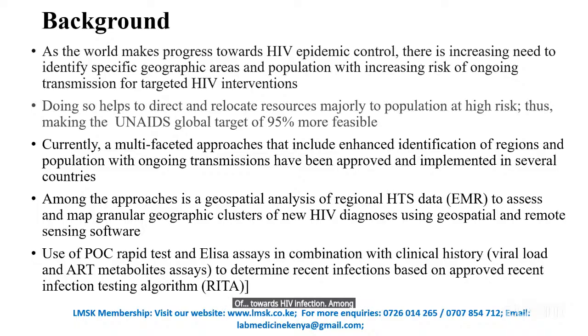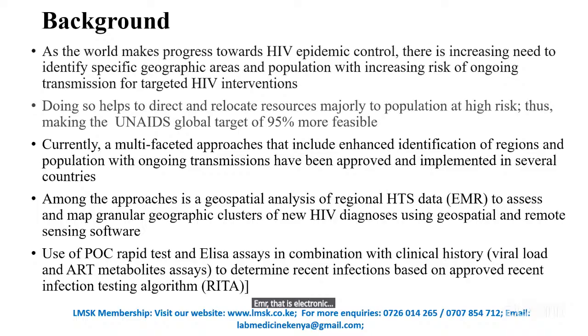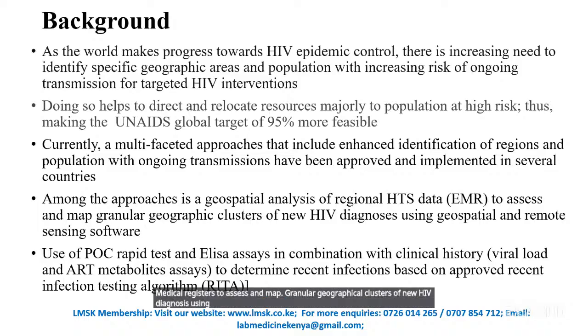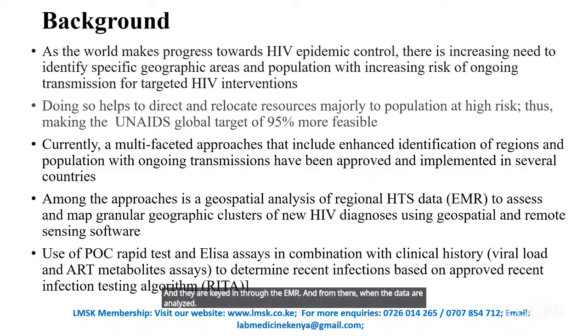Among the approaches is a geospatial analysis of regional HTS data and EMR, that is electronic medical registers, to assess and map granular geographical clusters of new HIV diagnosis using geospatial and remote sensing software. How do we use that? Every month we are giving our data reports of the tested from our HTS sites, and they are keyed in through the EMR. And from there, when the data are analyzed, we get the number who are infected and the number who are not infected.